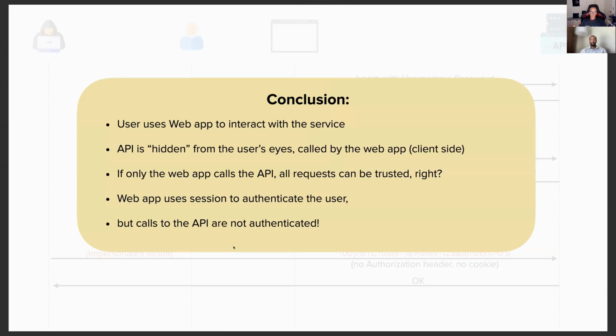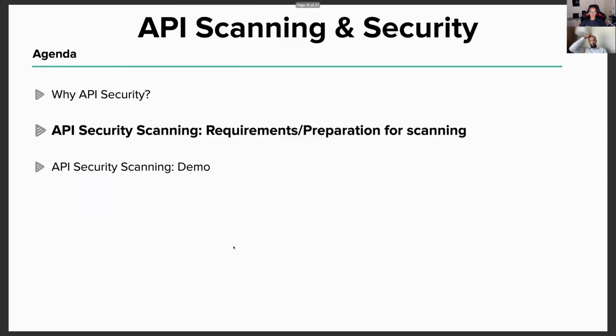So in this case, like I said, the API is kind of hidden from the user's eyes. It's called by the web app. Of course, everything is in the user's face. It's running in the browser and you have access to everything. So this is pretty much a big facepalm.